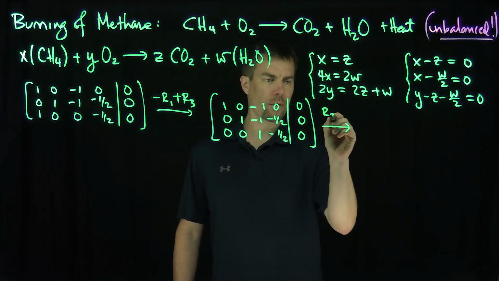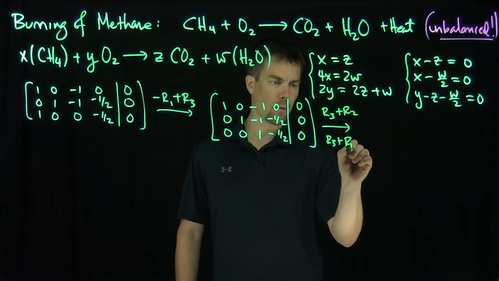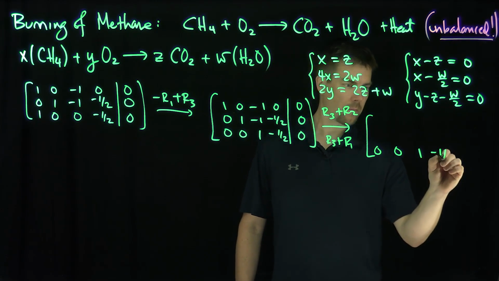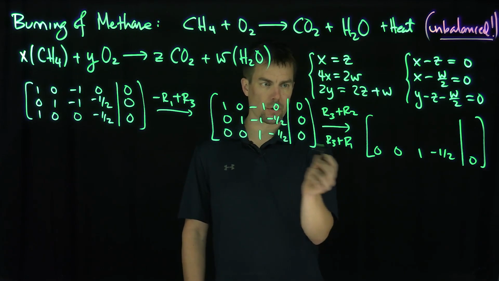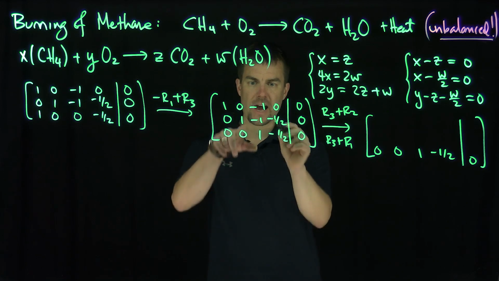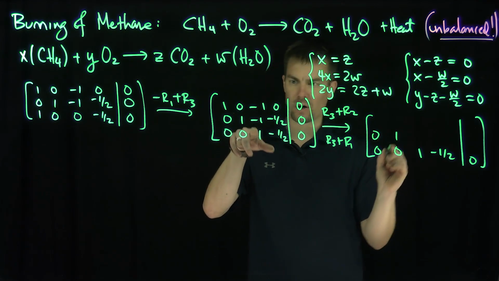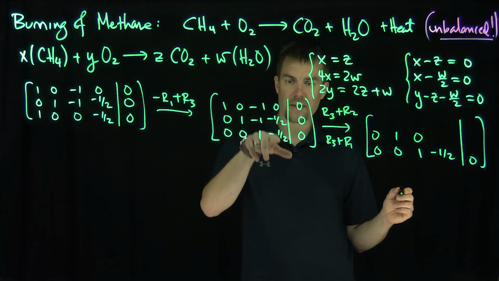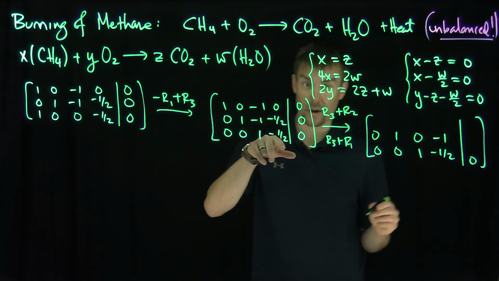Let's do row 3 plus row 2, and then row 3 plus row 1. Row 3 is going to stay the same. How is row 2 going to change? I'm going to add row 3 to it. So I'm going to get nothing, a 0, a 1, and a 0 over here. Then I add these together. I'm going to have negative 1 half and negative 1 half, which is a negative 1, right?